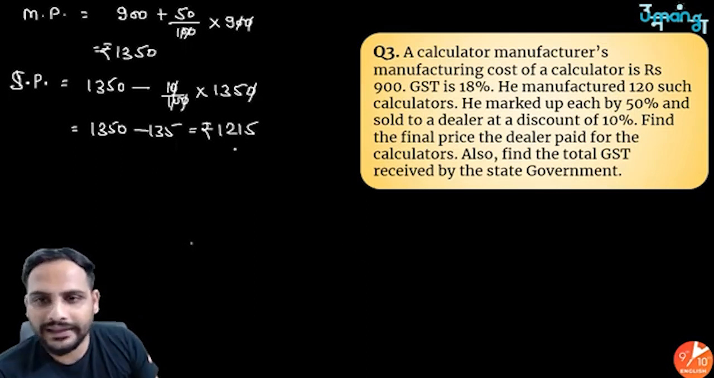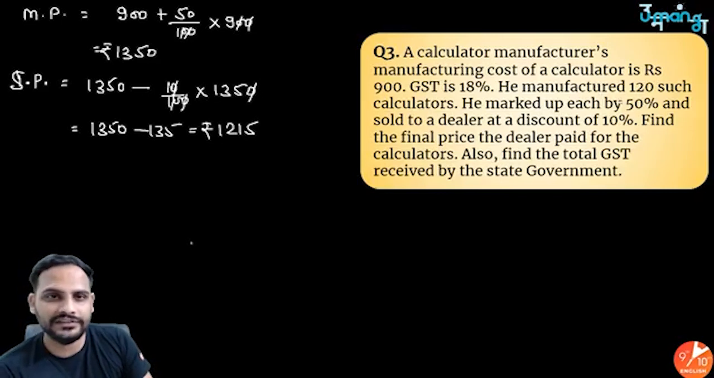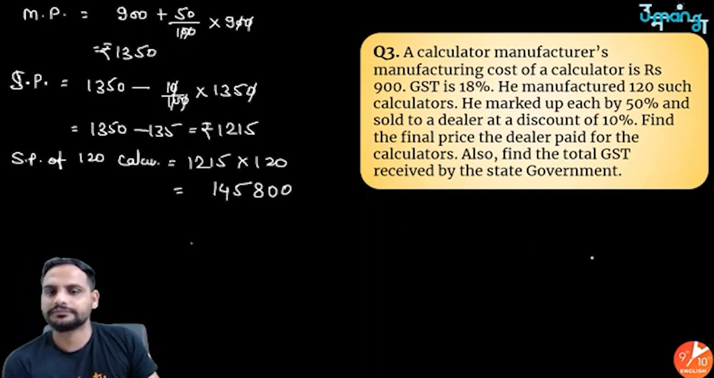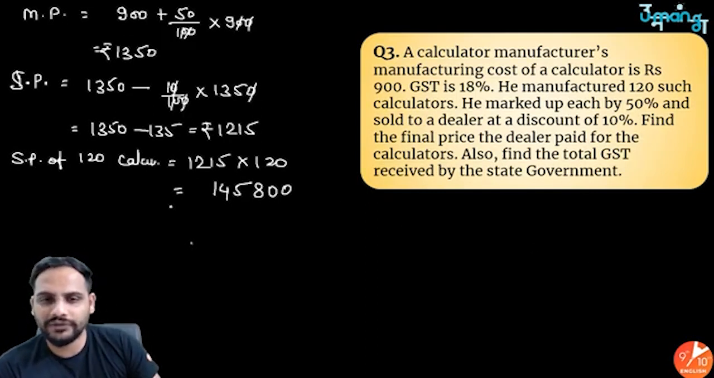Now he has 120 such calculators, so the selling price of 120 calculators will be 1215 into 120. Zero at the end. 12 fives are 60, 0 power 6; 12 ones are 12, plus 6 is 18, power 1; 2 twos are 24, plus 1 is 25, power 2; 12 plus 2 is 14. So 1,45,800 is the total selling price.